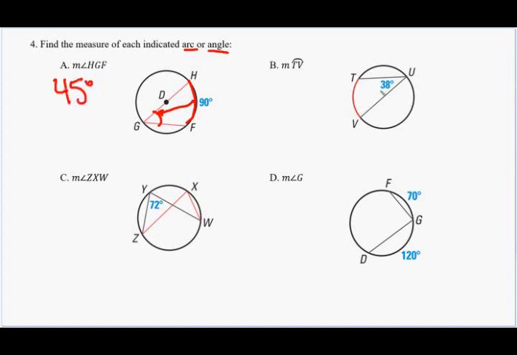Here we're going to go in the opposite direction. We have the angle. We want to take that to the arc. So we're going to take the 38-degree angle, and we're going to multiply it by 2. So that would be 76 degrees.